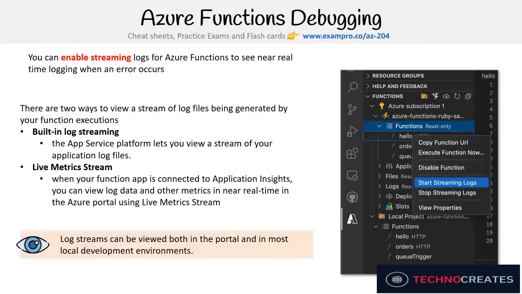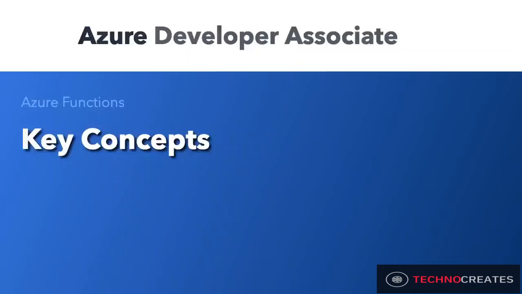Log streams can be viewed both in the portal and, in most cases, in local developer environments such as Visual Studio Code. Now, when I was doing this, I was trying to turn it on and I did not get any logs in near real time, but I think the reason why was because the hosting that I had it on wasn't on the App Service platform. So I think it really does matter where you host it. Maybe we'll explore that in the follow along to see if we can see near real-time logs.